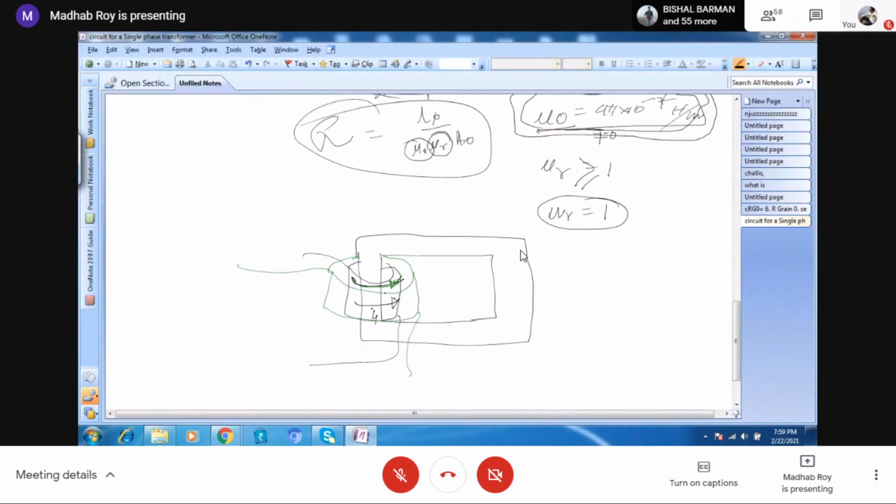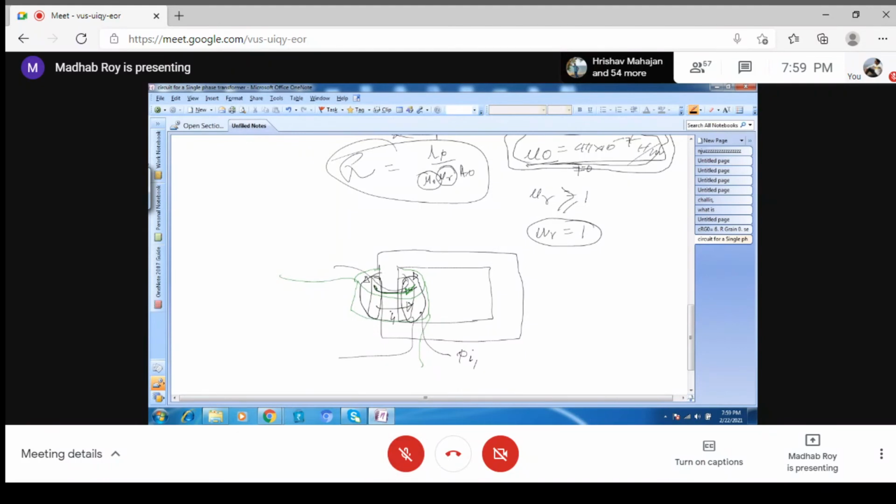Can you draw the leakage flux for this? I have shown the current, it is like this. What will be the leakage flux direction for that? Up. Yeah, so it will then go this way. Am I right? Is the direction correct? Yes, sir. So this will be the leakage flux for the primary, or you can say phi leakage L for 1. Now, what will be the direction of the current for the secondary?